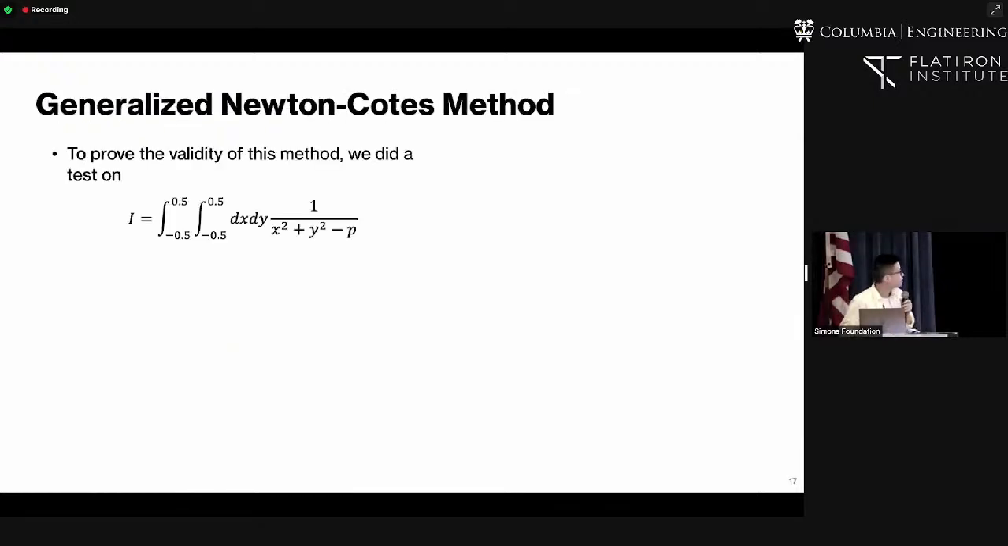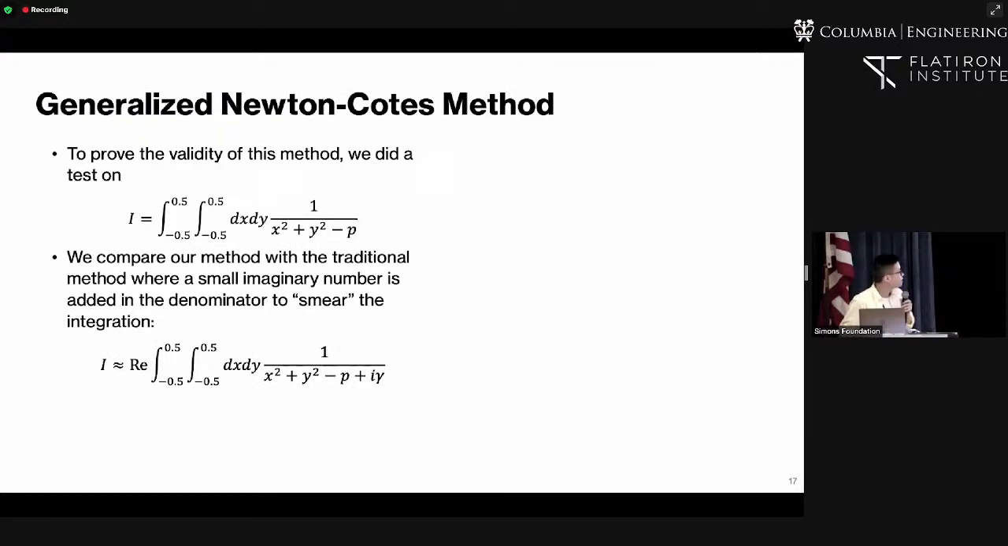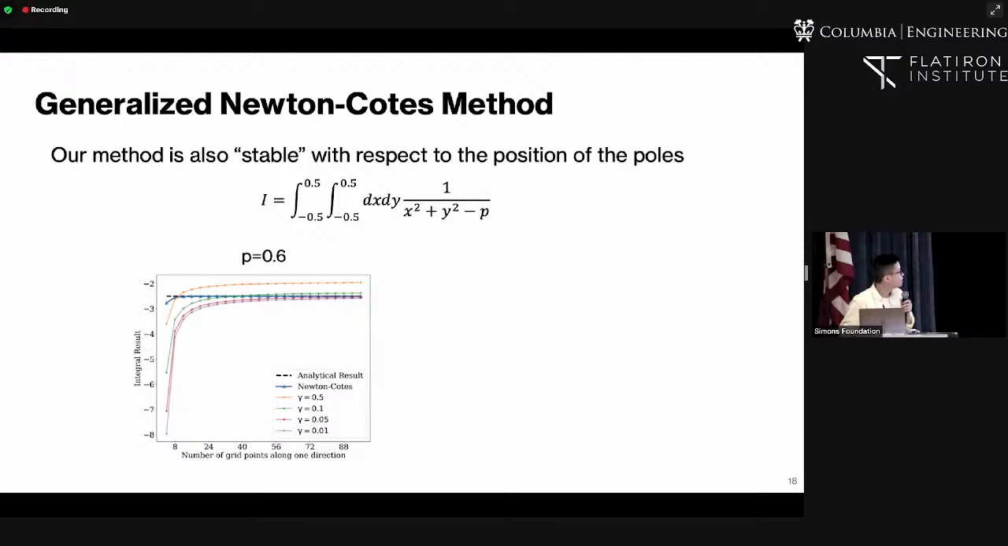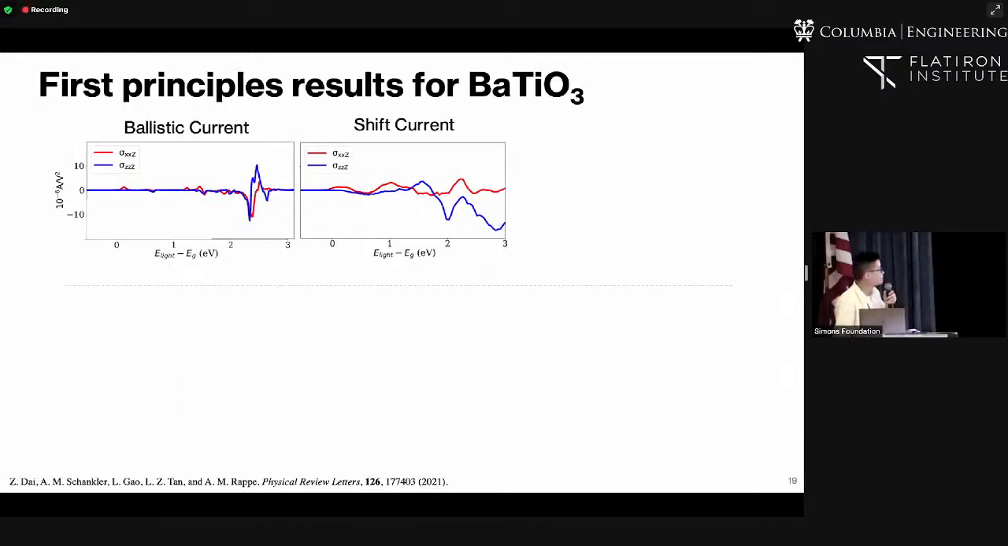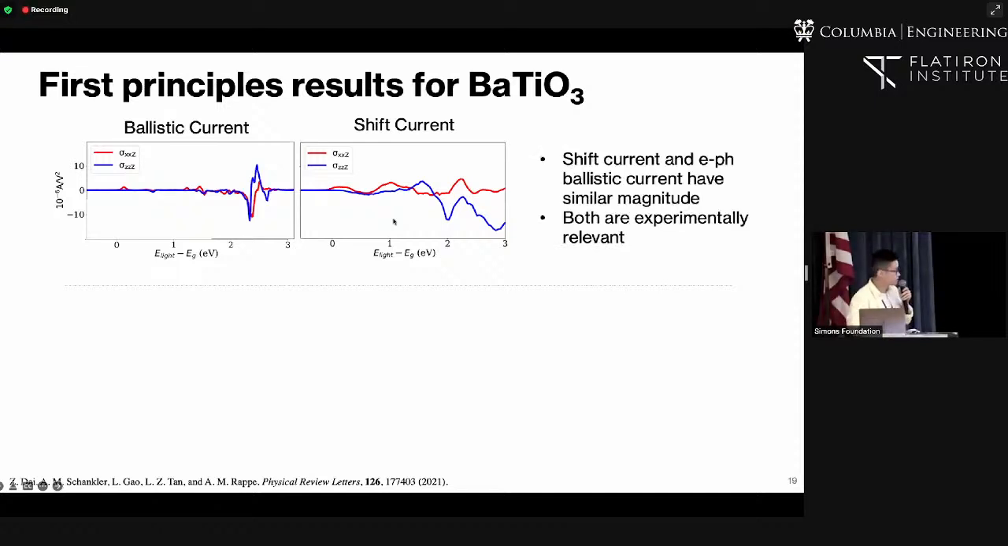So I will skip the benchmark here, and I will just tell you something about the numerical results. Here I'm showing you the ballistic current on the left and the shift current on the right. You can see that they are quite different, but what might be more significant is that their magnitudes are very similar. That basically means the ballistic current might indeed be very important if you really want to interpret the experimental photocurrent.